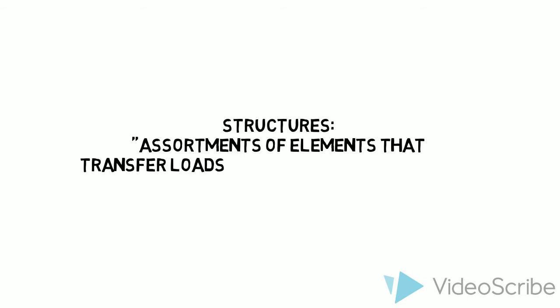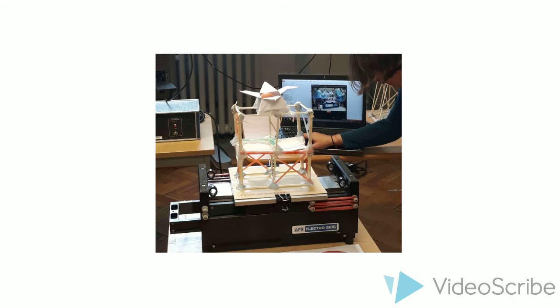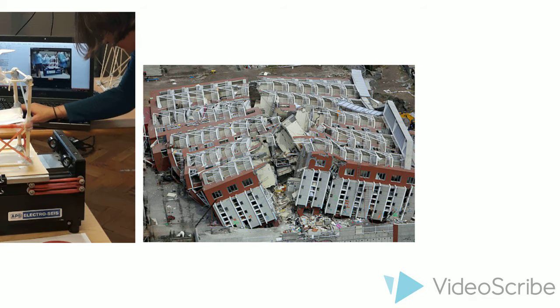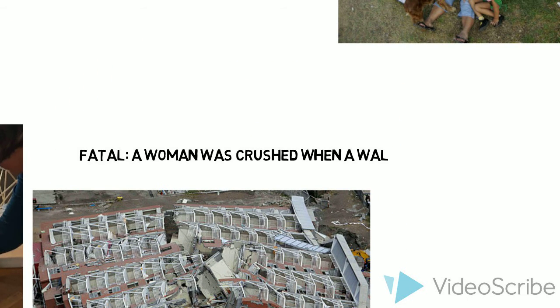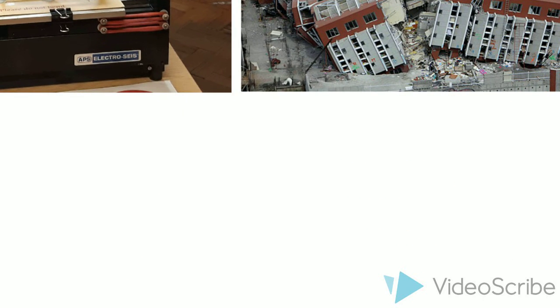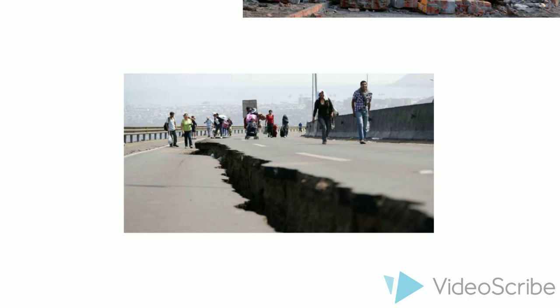more. A big concern during earthquakes is the stability of structures, assortments of elements that transfer load from one point to another. During earthquakes, extreme loads are applied to the structures, causing a range of effects such as permanent deformation and eventual collapse, which could prove to be fatal, as in Iquique, where a woman was crushed when a wall collapsed. Effects of an earthquake that can affect structural stability include ground shaking, surface rupture, liquefaction, landslides, and tsunamis.